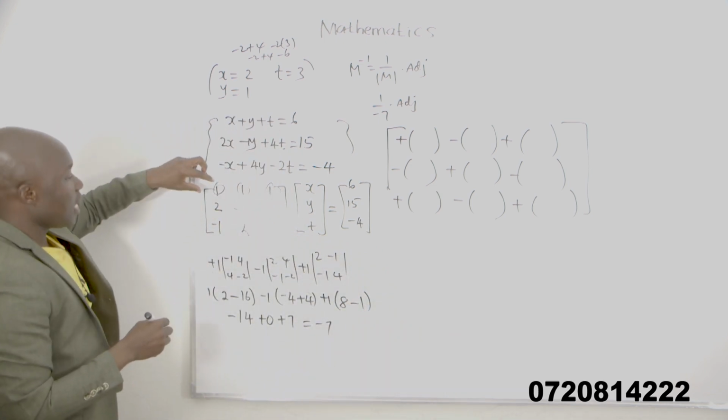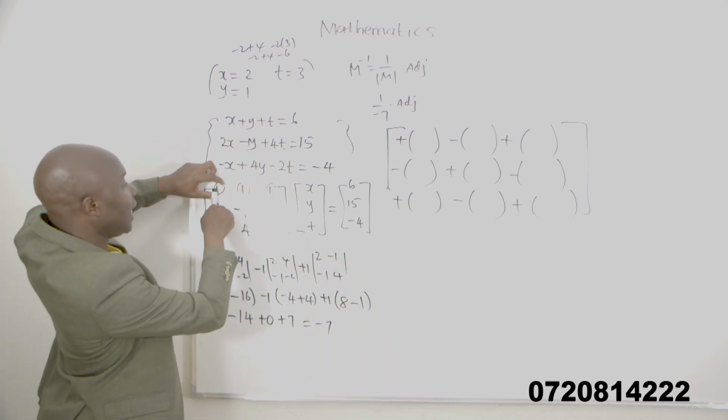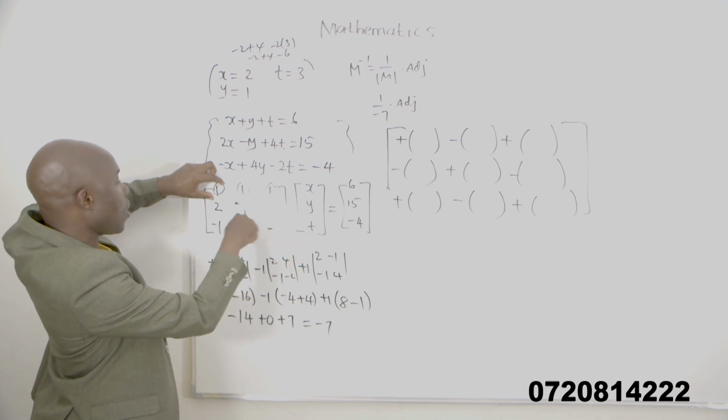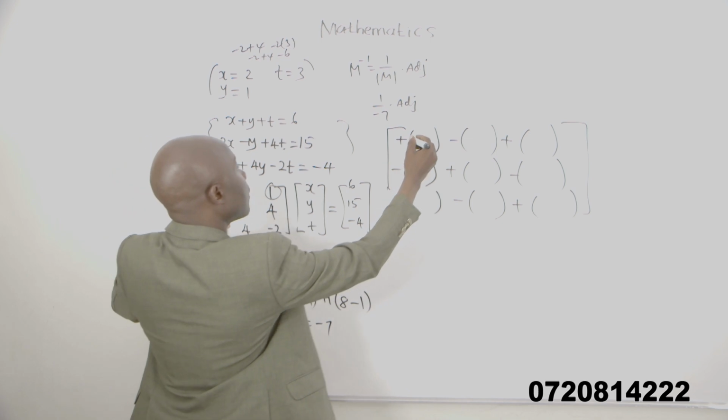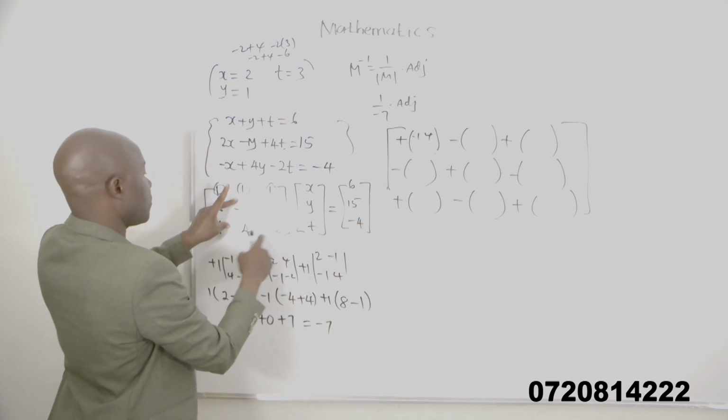So you come here. You delete the entire row and the entire column. So we will have this matrix, which is negative 1, 4, negative 1, 4, 4, negative 2.